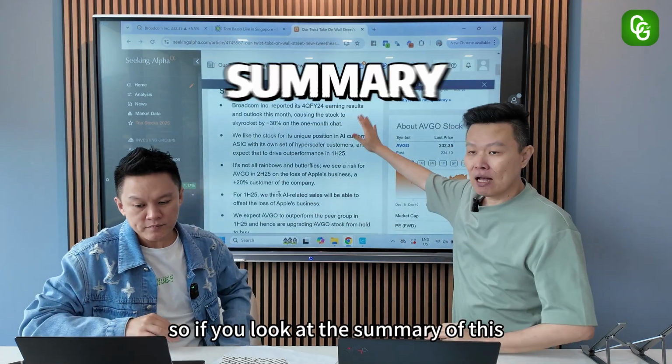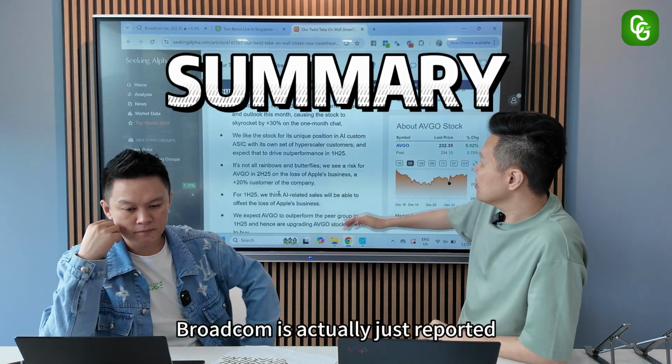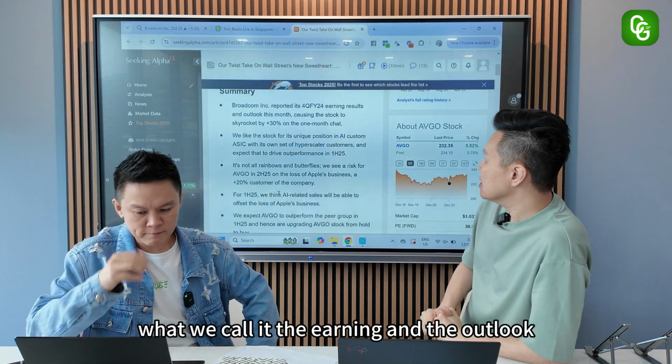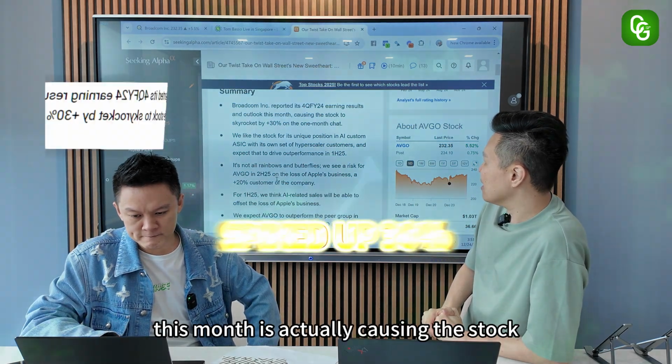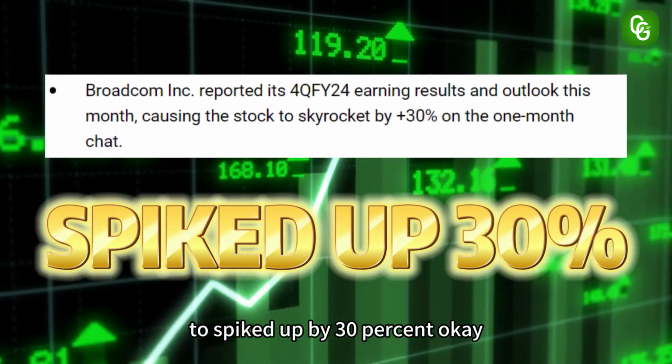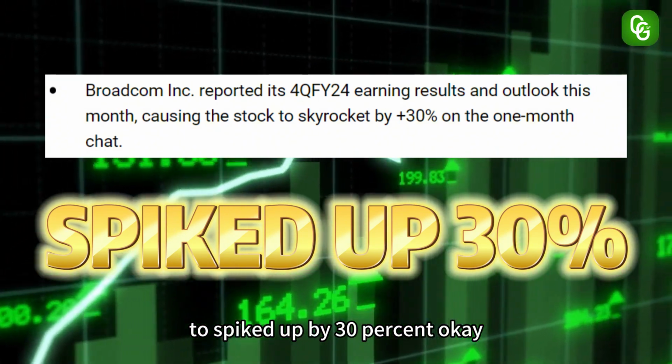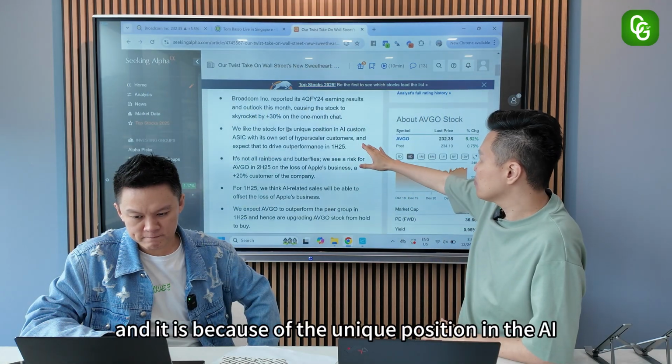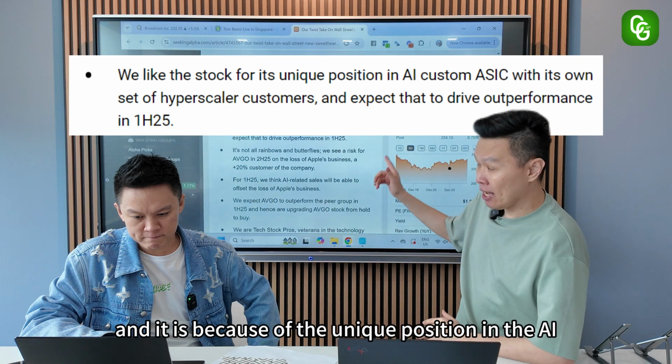So if you look at the summary of this Broadcom, it has just reported its earnings, and the outlook this month is causing the stock to spike up by 30%. It is because of its unique position in AI.